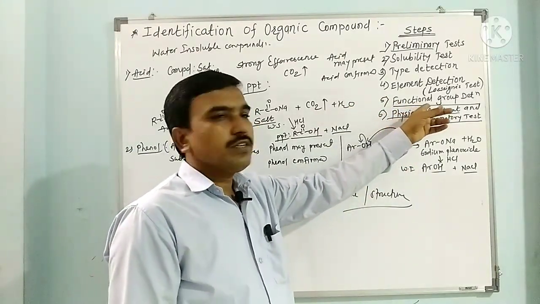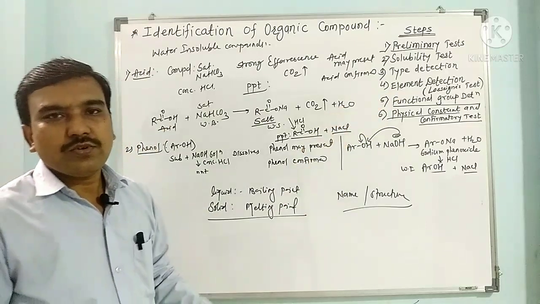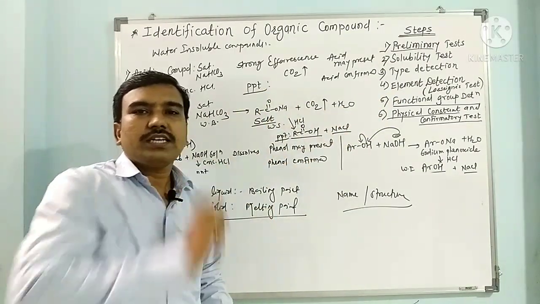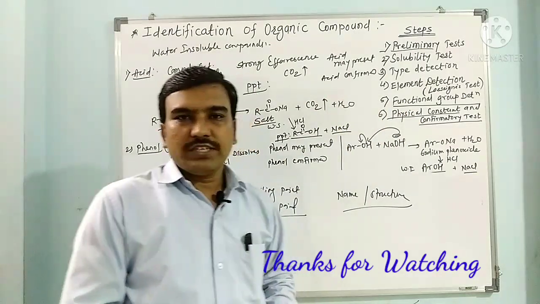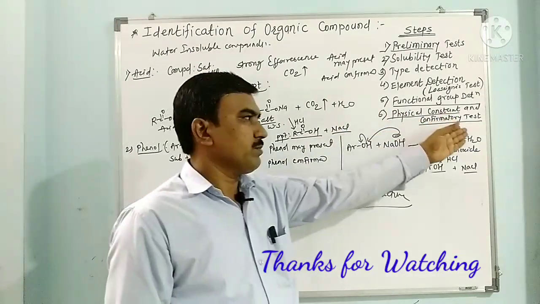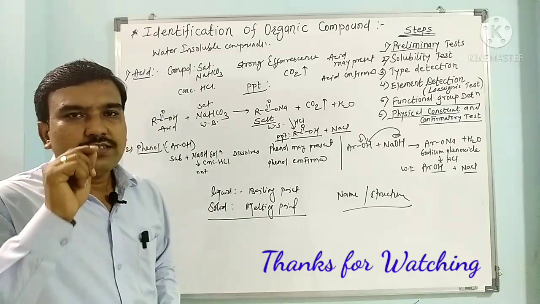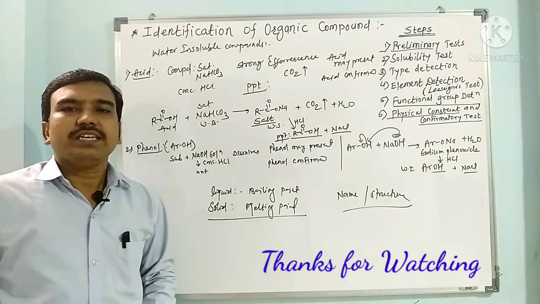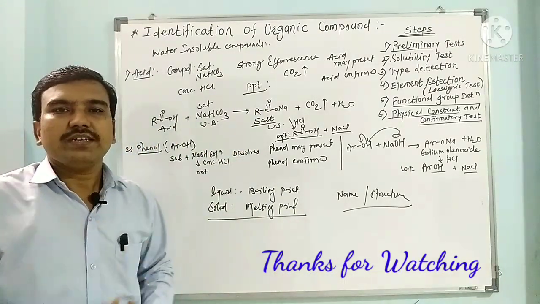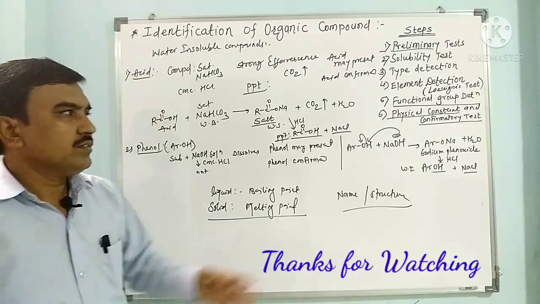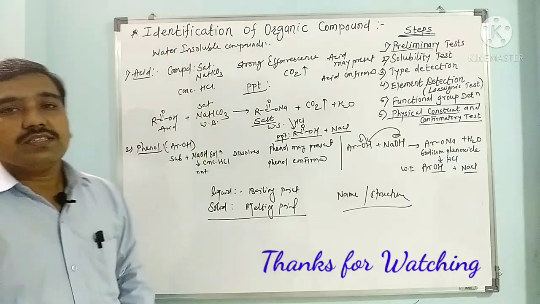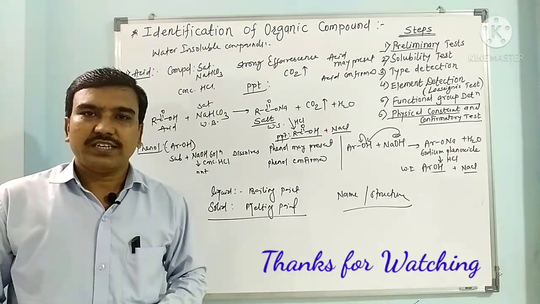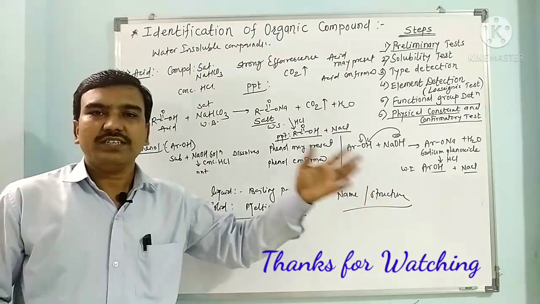Then we see the functional group. We determine functional groups on the basis of elements and type of the organic compound. The last is physical constant and confirmatory test. From the physical constant and confirmatory test, we can determine the structure and name of the compound. This is the final identification we can do from the physical constant and confirmatory test. In this way, this is the basic information regarding identification of organic compounds.